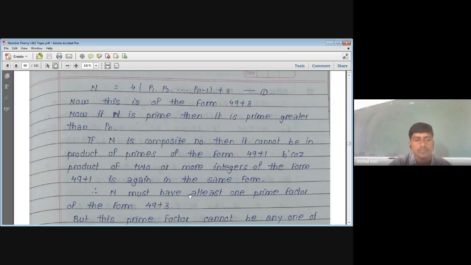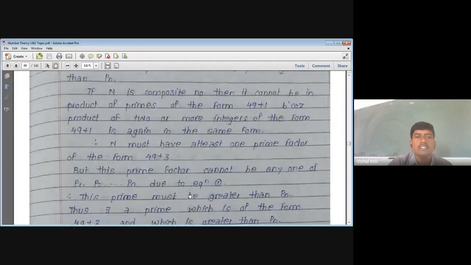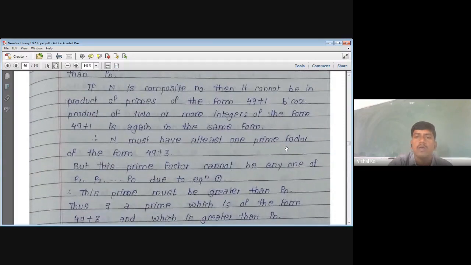Okay, so this N must have at least one prime factor of the form 4q plus 3. There exists one prime factor which is of the form 4q plus 3. But this prime of the form 4q plus 3 cannot be any one of the primes p1, p2 up to pn, due to equation 1. This prime of the form 4q plus 3 does not belong to these n prime numbers.